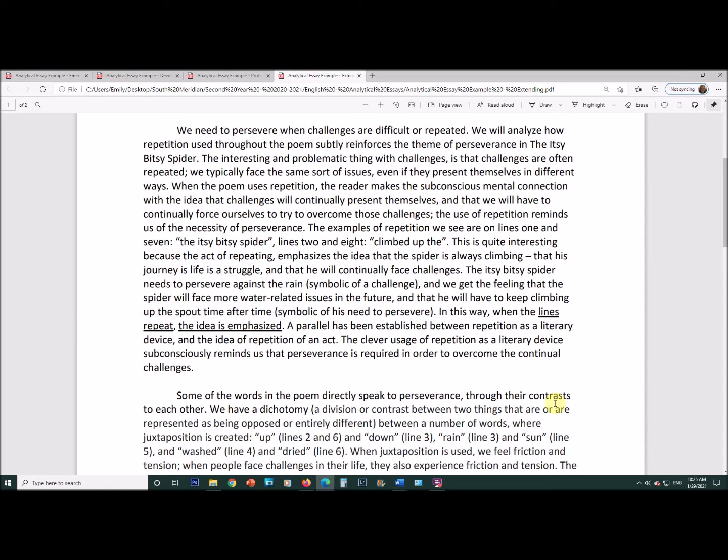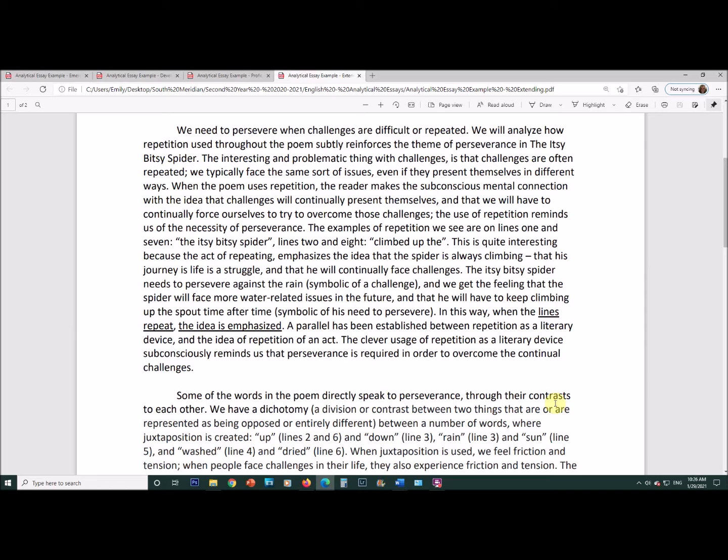The examples of repetition we see are on lines 1 and 7, The Itsy Bitsy Spider, and lines 2 and 8, climbed up the. This is quite interesting because the act of repeating emphasizes the idea that the spider is always climbing, that his journey in life is a struggle, and that he will continually face challenges.